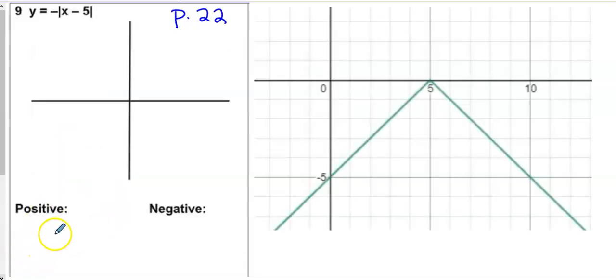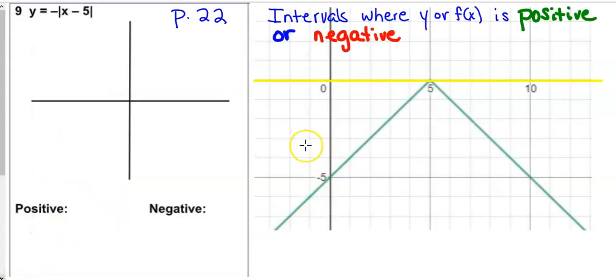Okay, we're on page 22. This is another interval, and we're still using x values here. We are looking at the intervals where y, or f of x, same thing, is positive or negative. I've graphed this on Desmos and put the screenshot here, so I'm not going to be sketching this, but you can sketch this on your paper. So let's think about what this would mean.